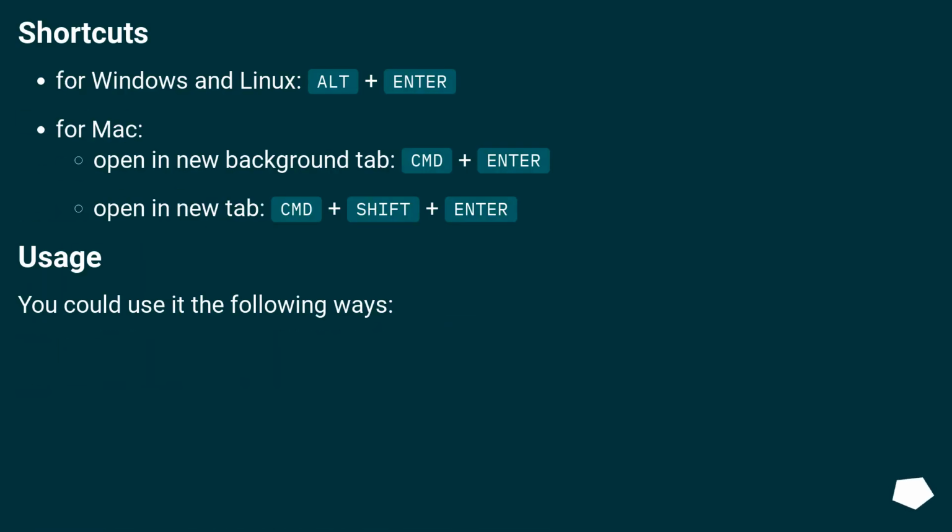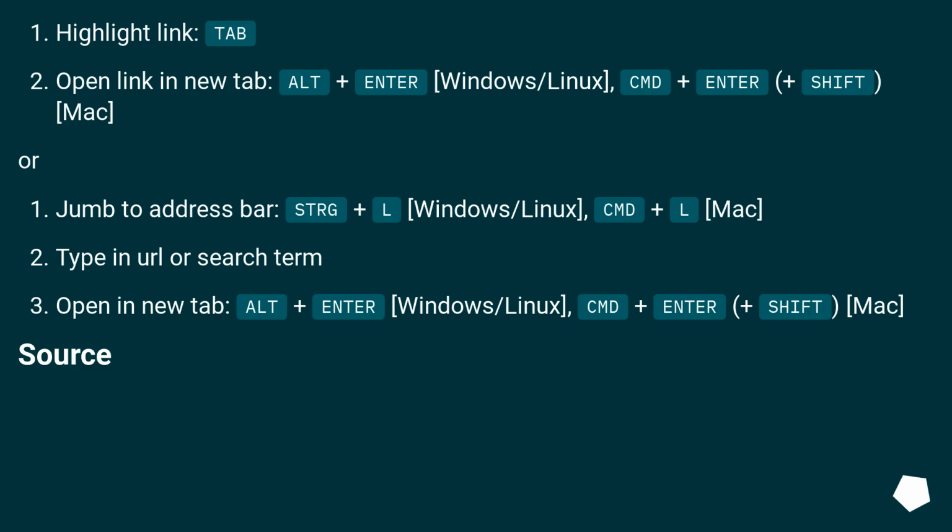Shortcuts. For Windows and Linux, Alt plus Enter. For Mac, open a new background tab, CMD plus Enter. Open a new tab, CMD plus Shift plus Enter. Usage. You could use it the following ways. Highlight link, tab. Open link in new tab, Alt plus Enter, Windows/Linux, CMD plus Enter, plus Shift, Mac.